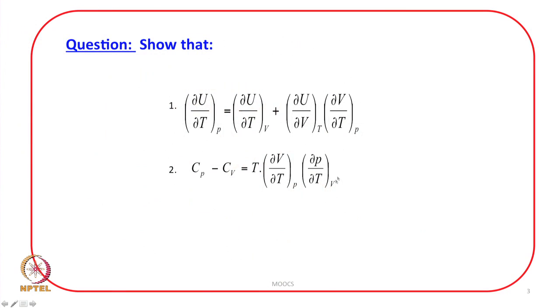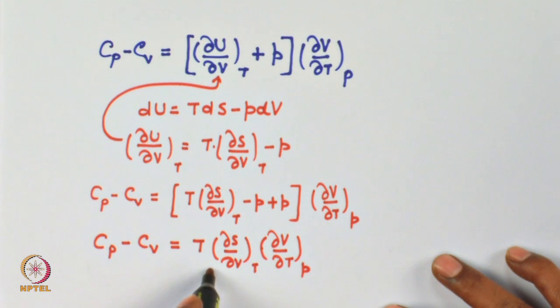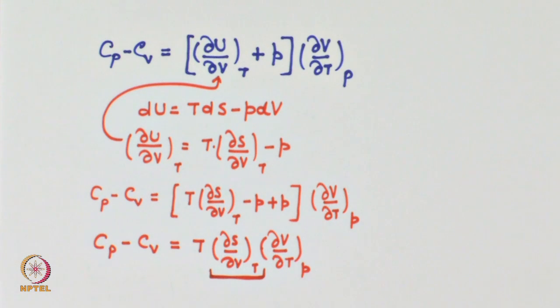Now, if we look at question number 2, we have arrived at a relationship which is closer to what is required, but in the final answer we do not have the variation of entropy with volume at constant temperature. What we have here is the variation of pressure with respect to temperature at constant volume. Therefore, we need to write another derivative which is equivalent to this and should be able to connect pressure and temperature.